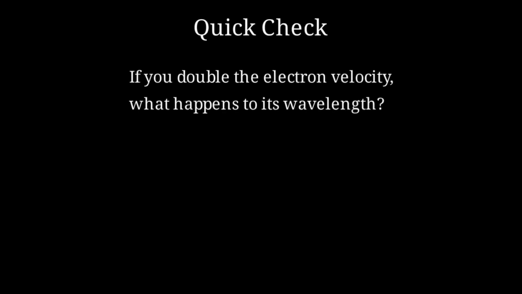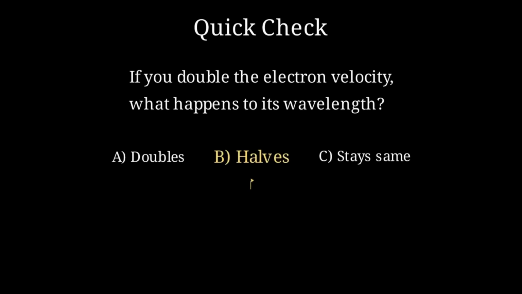Quick check: if you double the velocity of an electron, its wavelength is halved. This is because wavelength is inversely proportional to momentum. Did you get it right?